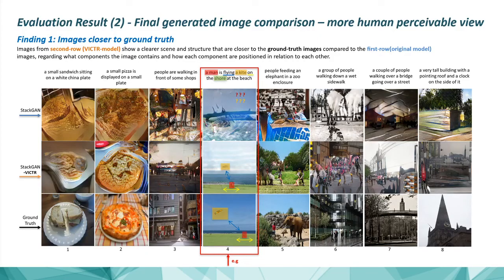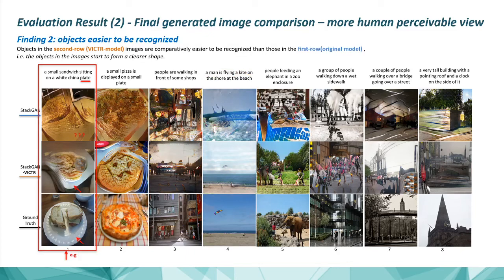Firstly, with VICTR, images show a clear structure, appearance-wise or position-wise, and are also closer to the ground truth than those generated by the original SOTA models. Please have a look at column 4 in this figure. As you can see, compared to the image generated by the original StackGAN on the top row, the image generated by StackGAN with VICTR in the second row has a more similar structure to the ground truth image, in that each object, beach, ocean, and sky, is positioned from the bottom to top, as well as a kite flying in the sky and a man standing on the beach.